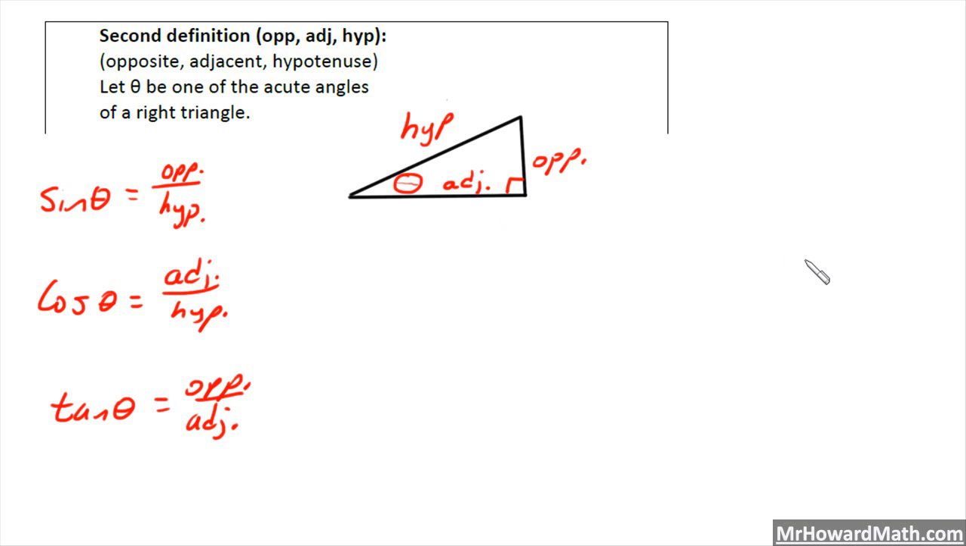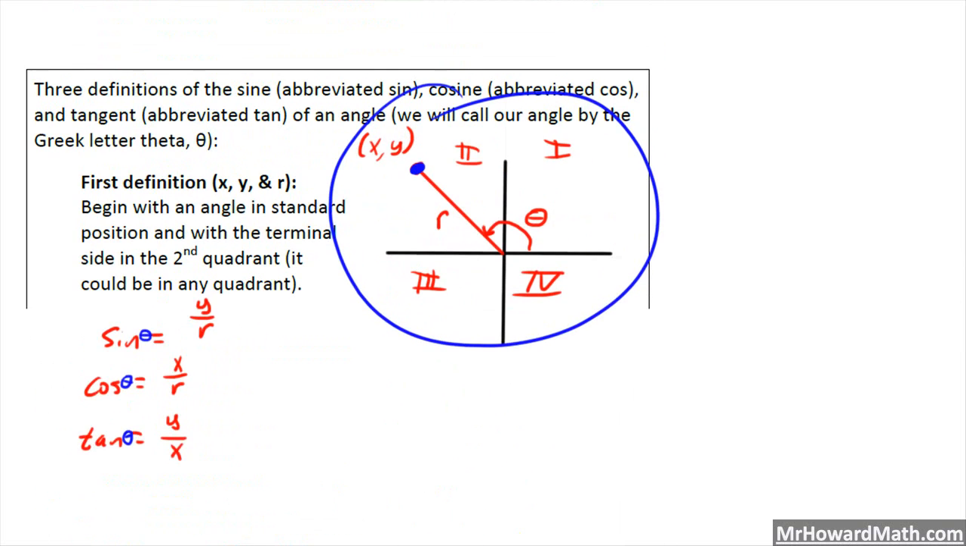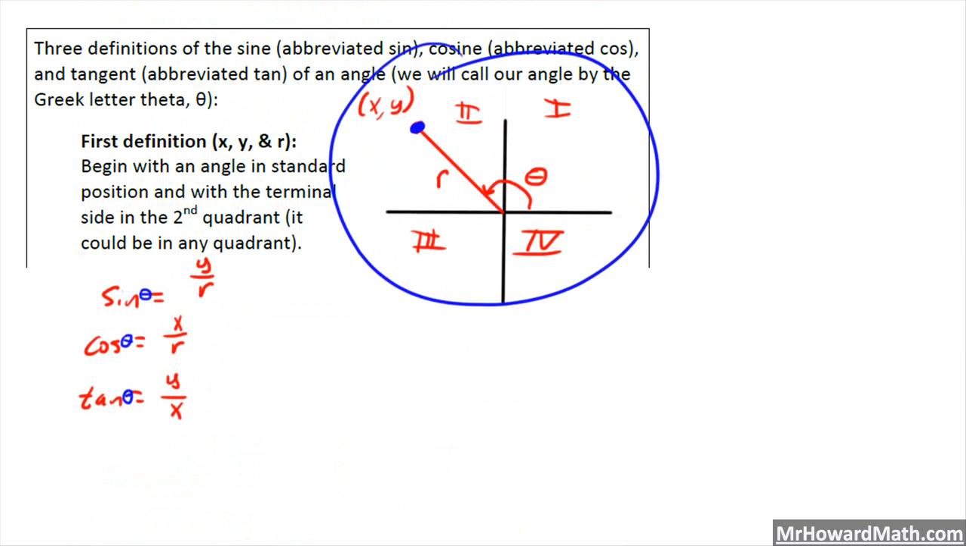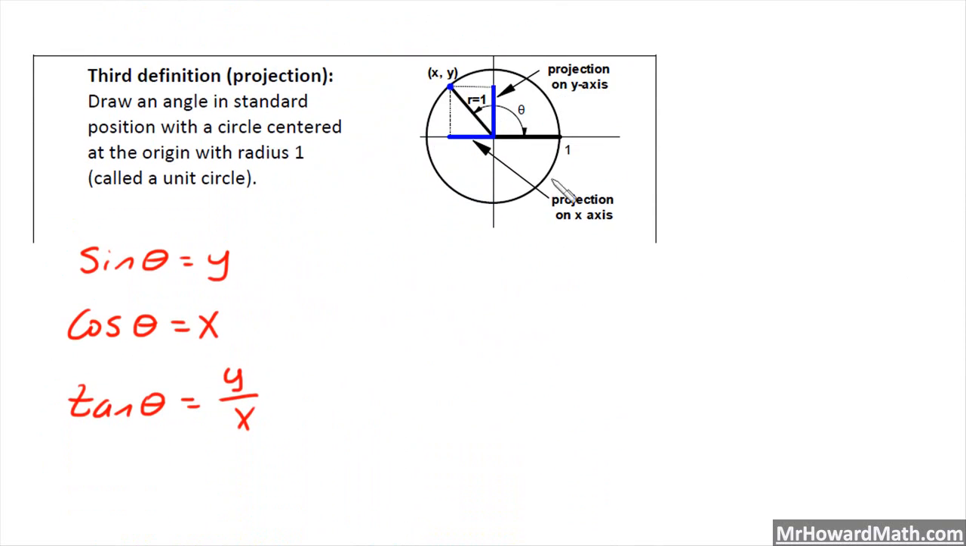All right, let's look at the third definition next. Here's our third definition. It's a projection, and I really prefer to look at it from a true unit circle perspective, which we will go into a lot more detail on later, but this is our first introduction. Basically, we have something similar to our first example up here, only in this case the radius is equal to 1.